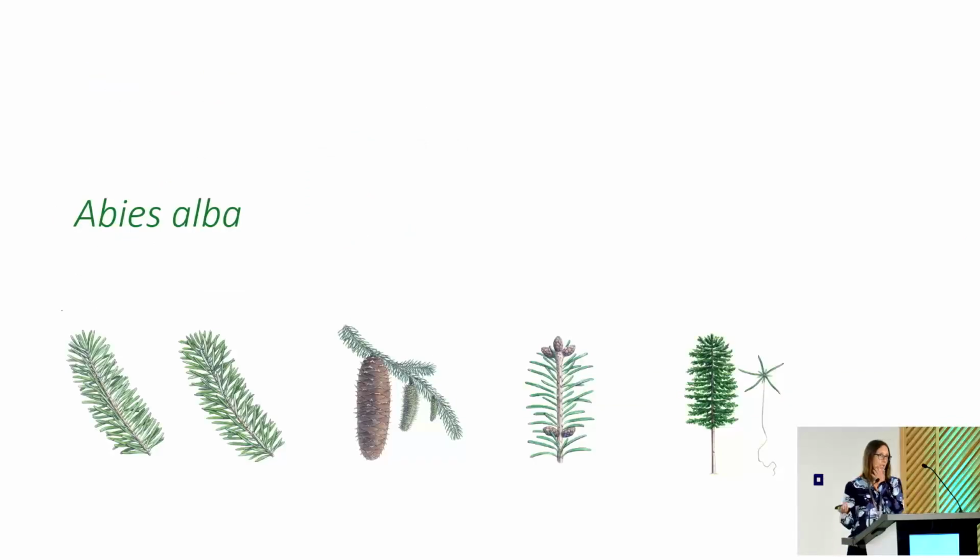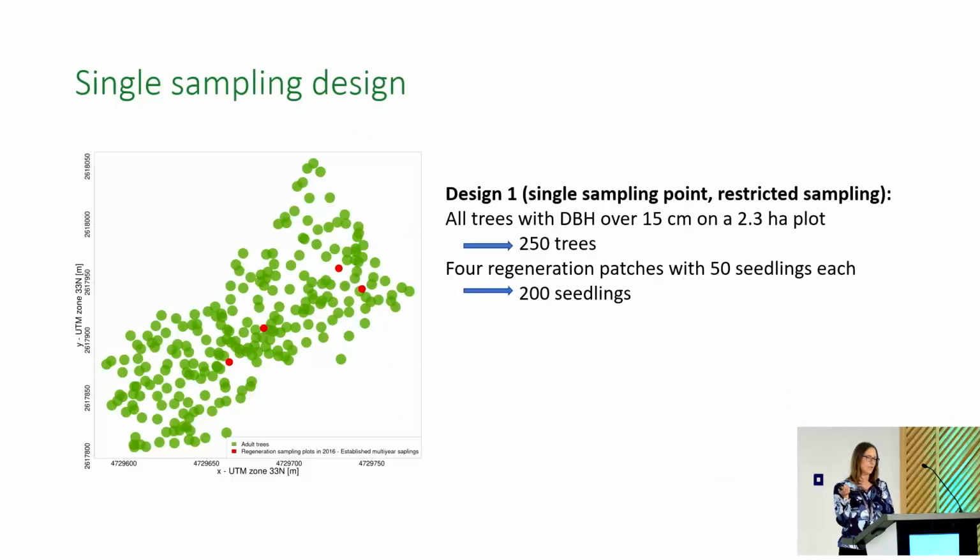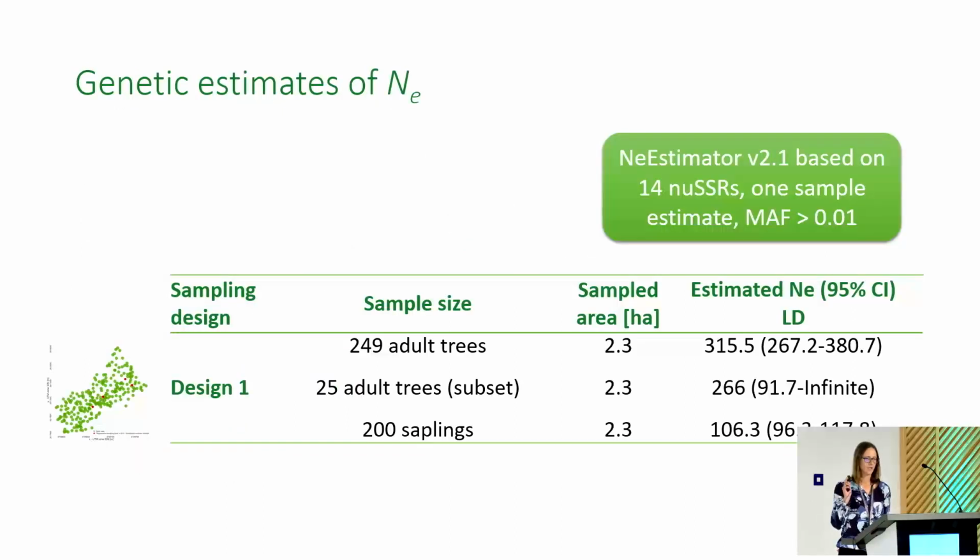And now for the second study, which is Abies alba. Here for the sampling, we were only able to test sampling design 1, so a single sampling point, and here the single point is stretched even further because we are covering 2.3 hectares, but again we have 250 adult trees and 200 seedlings. And the estimates are in the same range as they were for beech for design 1, so much smaller than the threshold value of 500 for the effective population size.